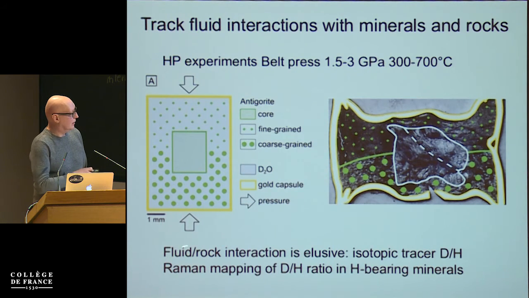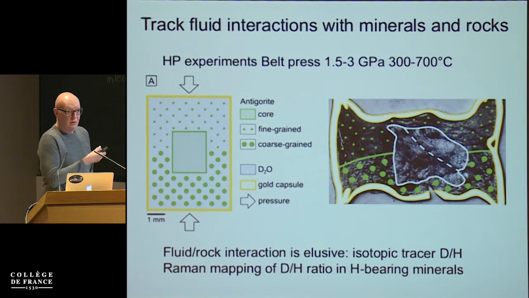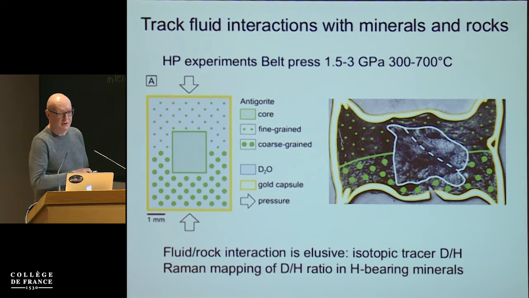The problem with fluid-rock interaction is that it's something that is elusive. If you don't use a tracer, once you take your sample out of your press and you open it, you will lose the fluid, so you will lose the information. Here, we use deuterated water so that we can use the isotopic exchange as a tracer of the fluid-rock interaction and use it to characterize the properties of the rock.